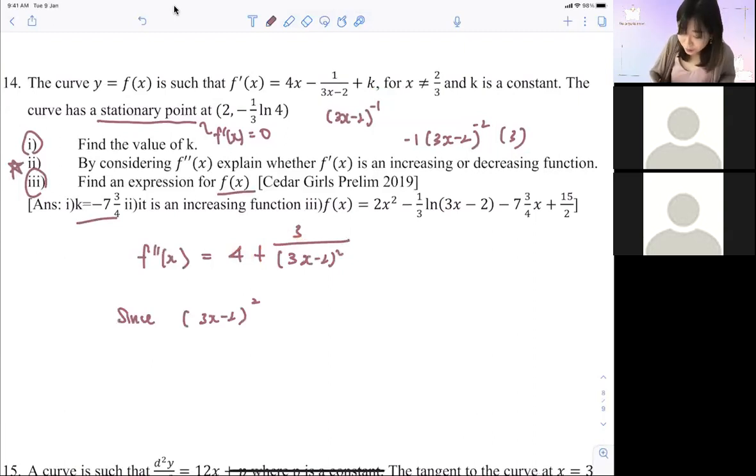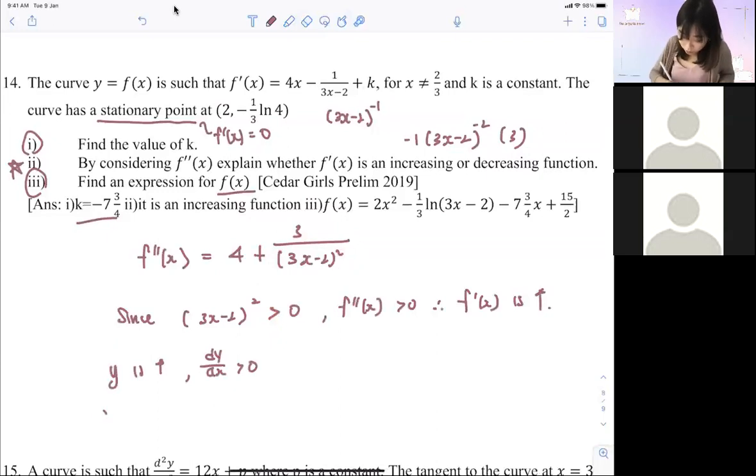So show that your bracket is bigger than 0, because this is at the bottom right. Usually we can write bigger than or equal to, but because this is at the bottom, we cannot put the equals to. So since the bracket is bigger than 0, f double prime x is more than 0. Therefore, f prime x is increasing, okay? So if y is increasing, the differentiate of y is bigger than 0. If dy over dx is increasing, the differentiate of dy over dx is more than 0.